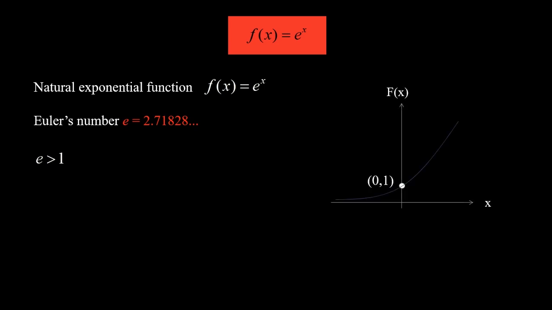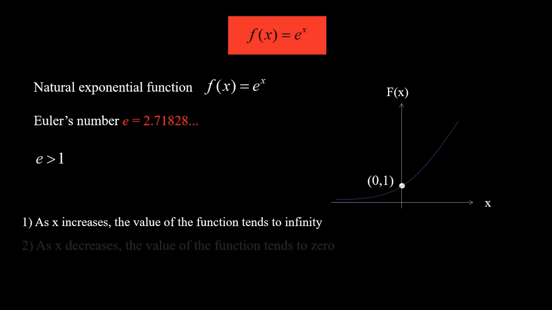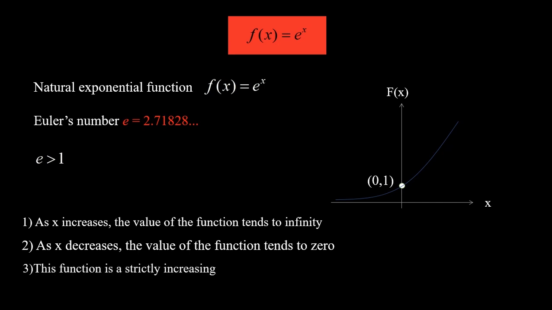The characteristics for this function will be: number 1. As x increases, the value of the function tends to infinity. And number 2, as x decreases, the value of the function tends to 0. And number 3, this function is strictly increasing. And number 4, this function is an injective function.